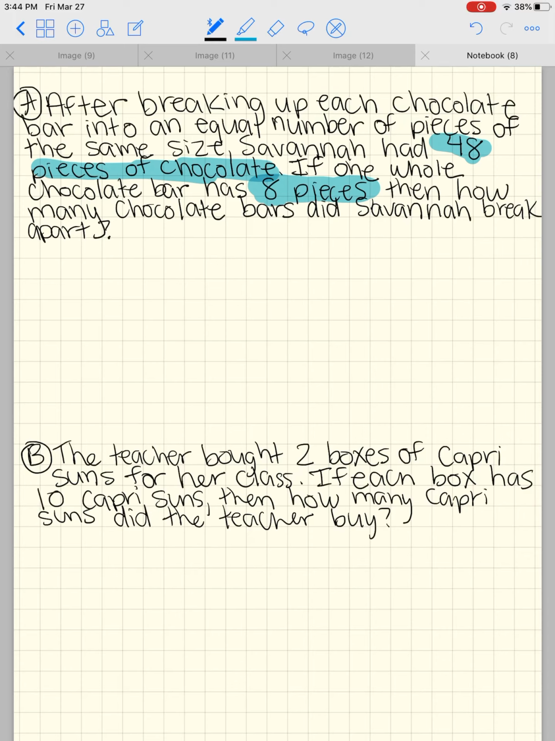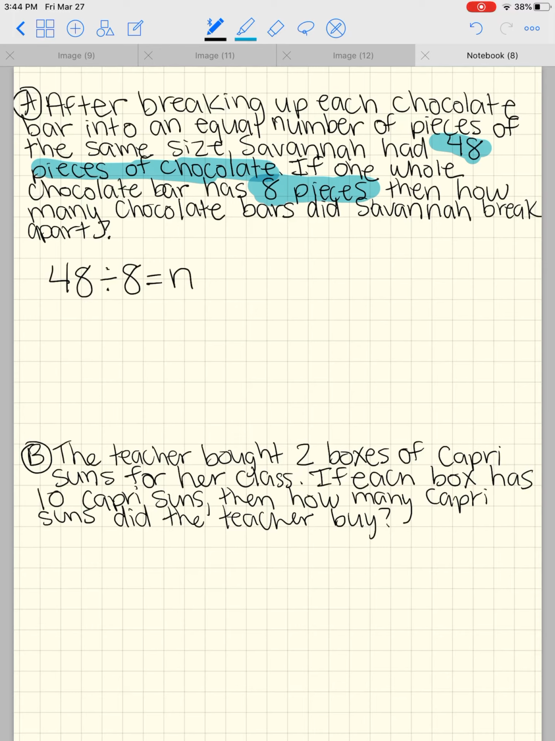Because I know my whole and I know the number in each group, I know that I need to do division. So my key clue that I needed to do division was that I had my 48 pieces of chocolate as my whole number. So I'm going to write my division sentence as 48 divided by 8 equals n. So I need to figure out how many chocolate bars Savannah had by doing division.